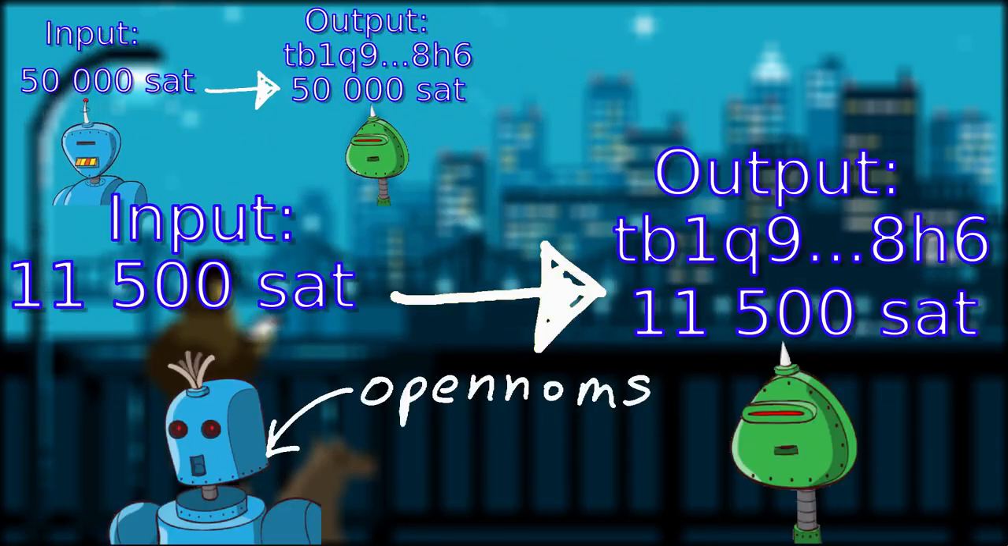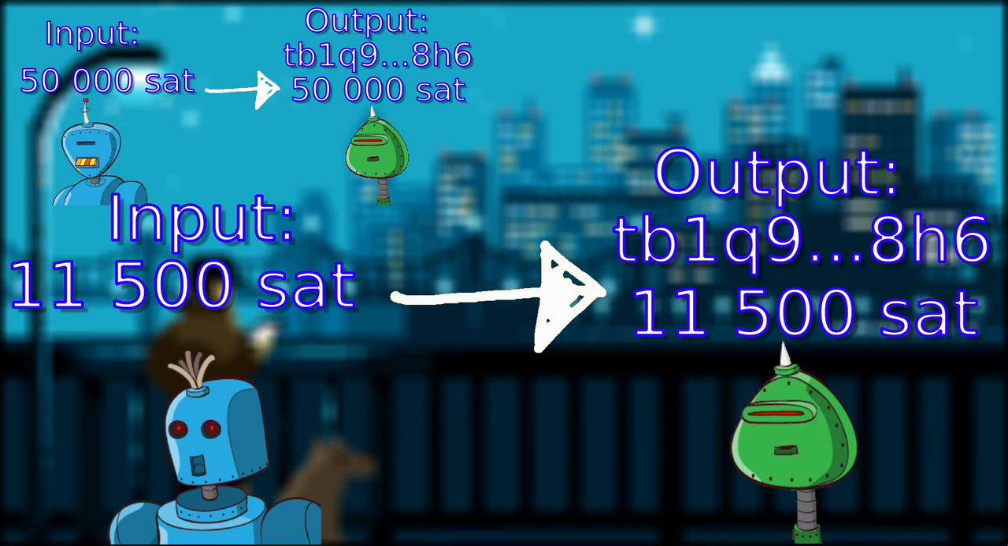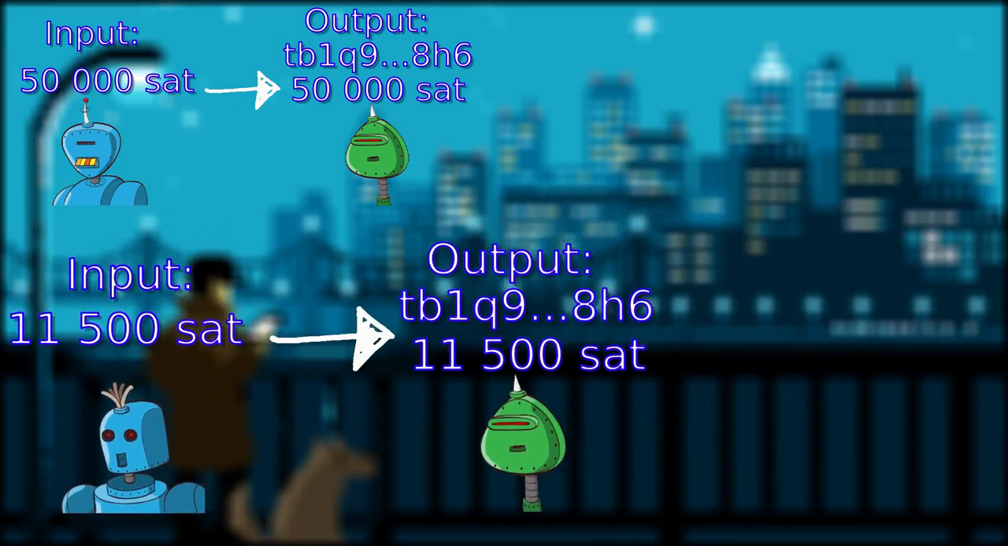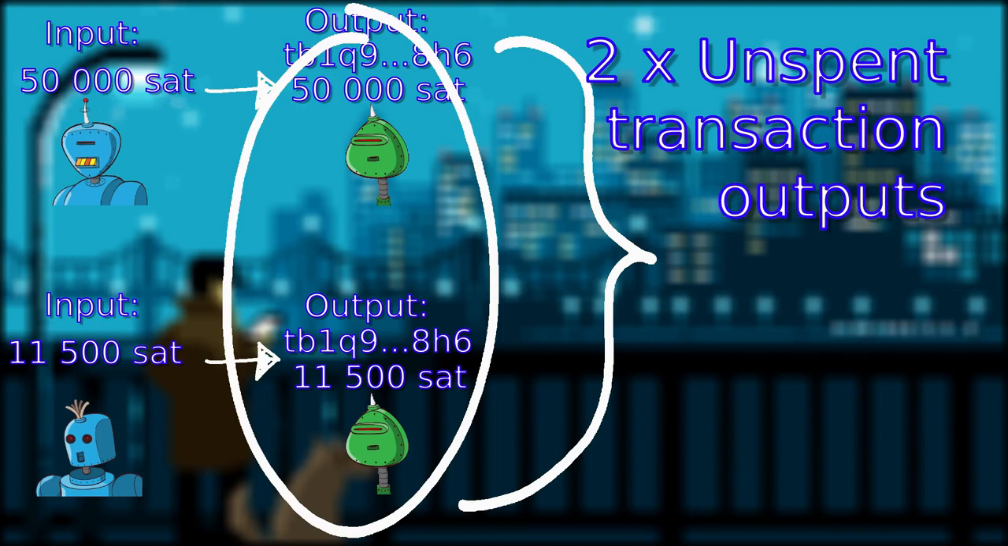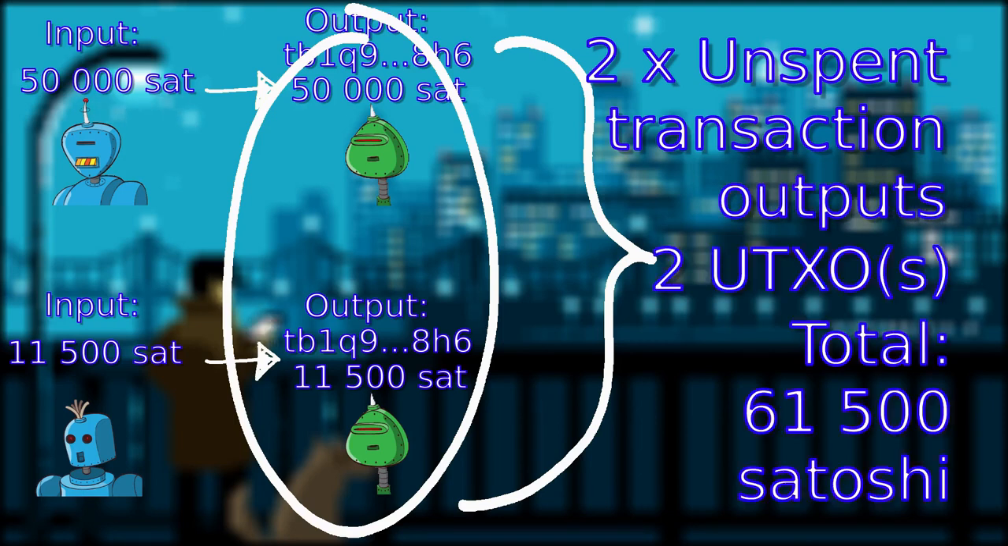Here is another example. OpenNorms here want to send me 11,500 satoshis, and same as before, on the input side, he would take his 11.5k satoshis and put my address and the amount as the output. As you can see, there are two separate transactions, and now I have two unspent transaction outputs, or two UTXOs, totaling 61.5k satoshis.